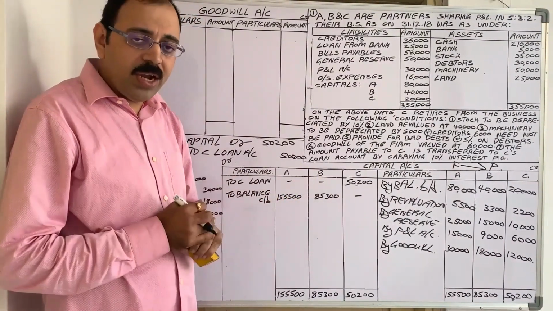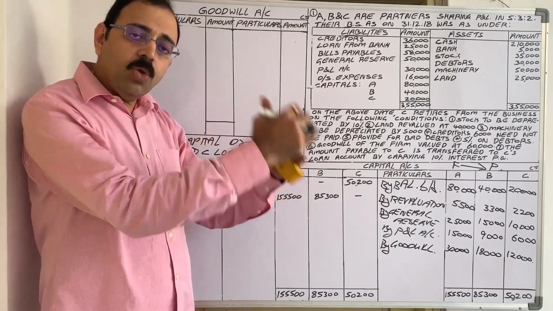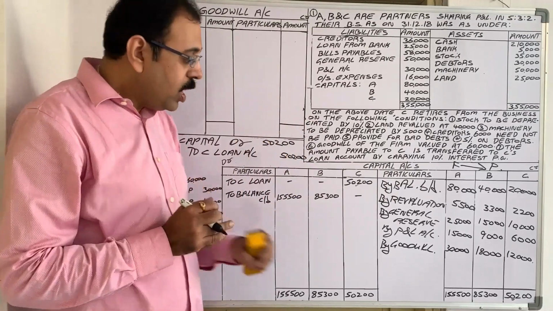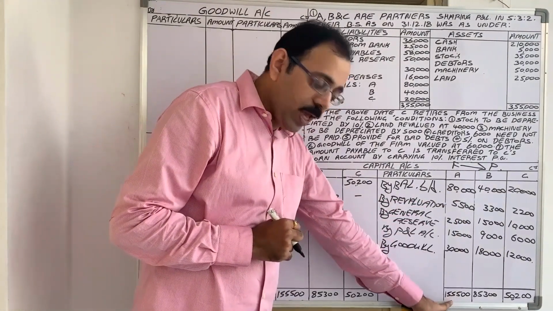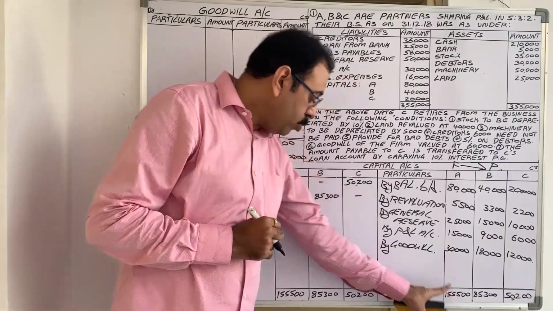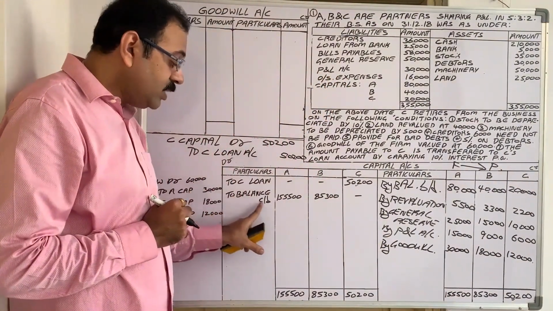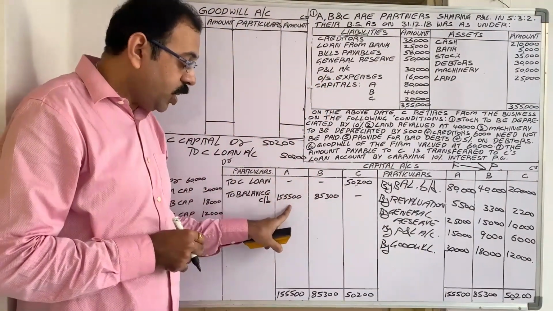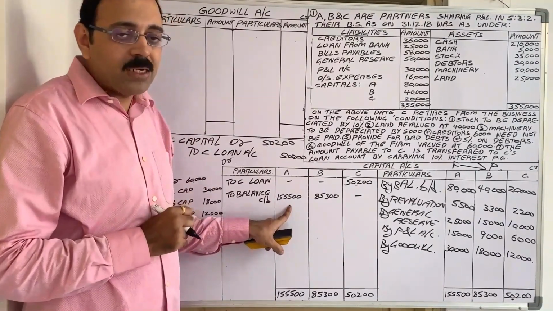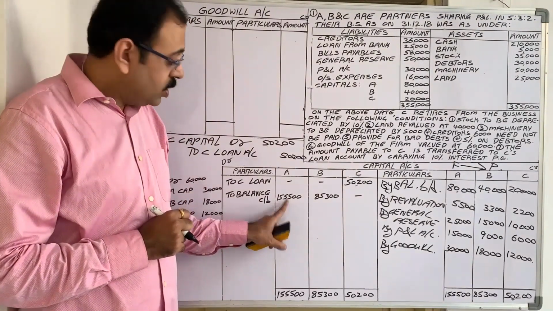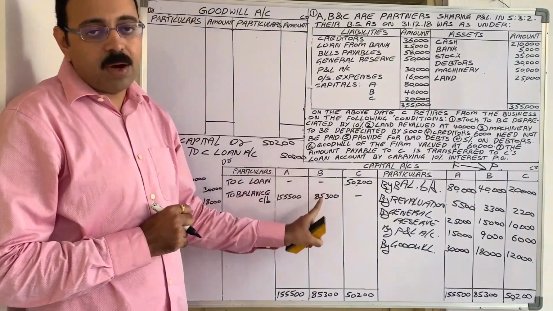Next come to the existing partners. They are not going to retire. They want to continue the business. Therefore, the amounts payable to them are to be shown as balance carried down. So these two amounts appear on the liability side of the new balance sheet. Okay, so this is all about capital accounts.